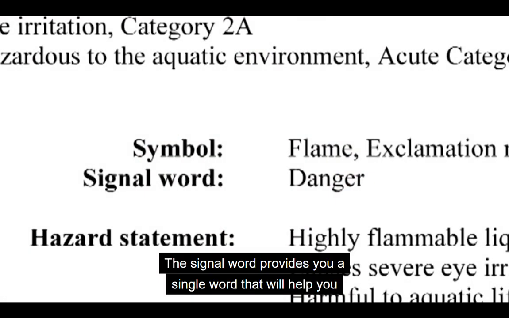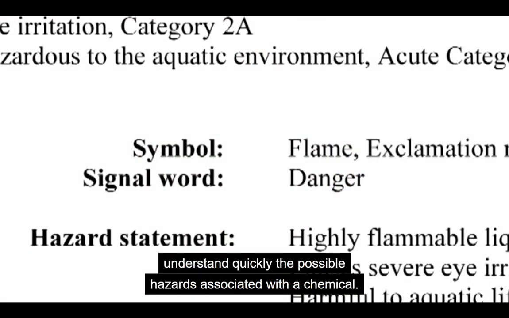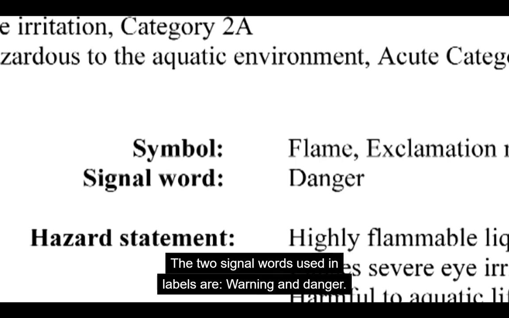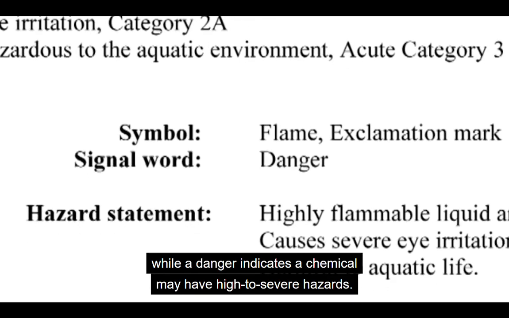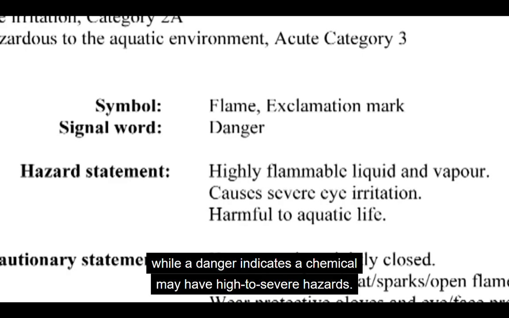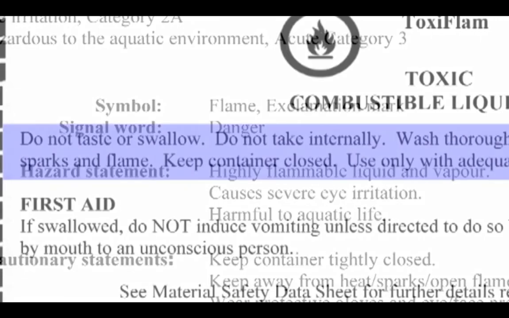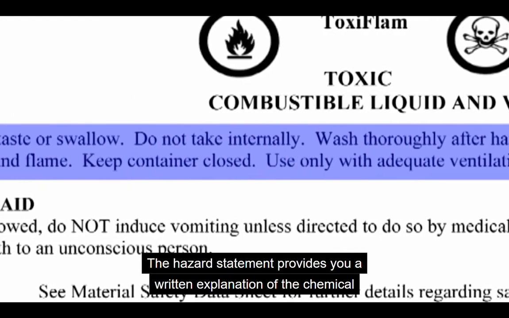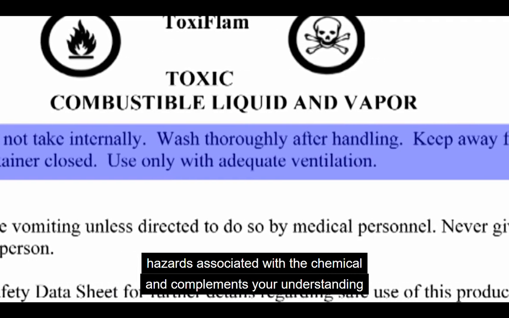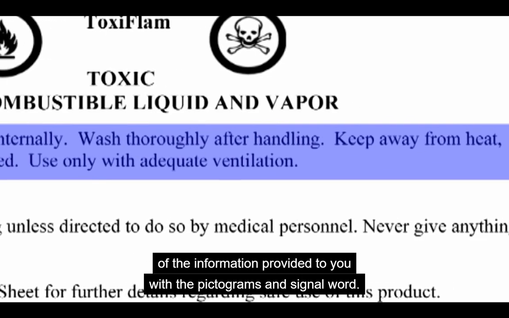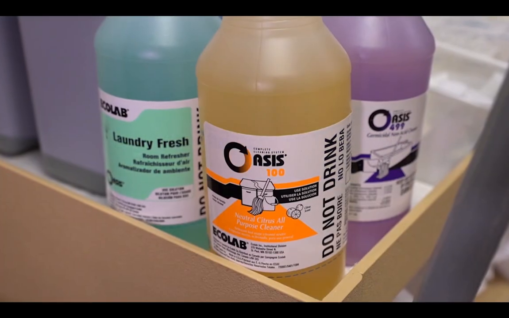The signal word provides you a single word that will help you understand quickly the possible hazards associated with the chemical. The two signal words used in labels are warning and danger. A warning indicates the chemical may have low to moderate hazards, while a danger indicates a chemical may have high to severe hazards. The hazard statement provides you a written explanation of the chemical hazards associated with the chemical and complements your understanding of the information provided to you with the pictograms and signal word.